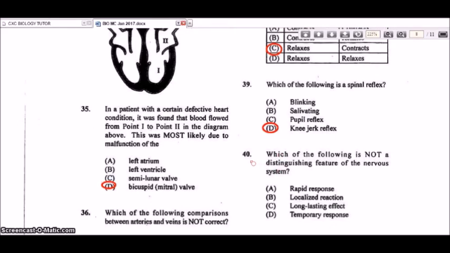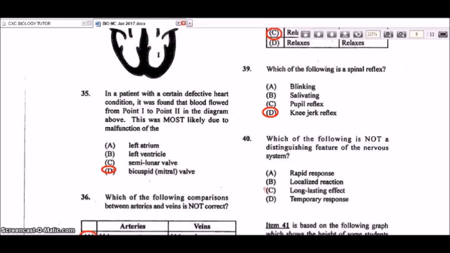And question 40, which of the following is not a distinguishing feature of the nervous system? So we have rapid response, localized reaction, long-lasting effect, and temporary response. So out of those four options, long-lasting effect would be the correct answer. The nervous system, usually you have the rapid responses and the effects are usually immediate and short-lasting, so it doesn't last very long.